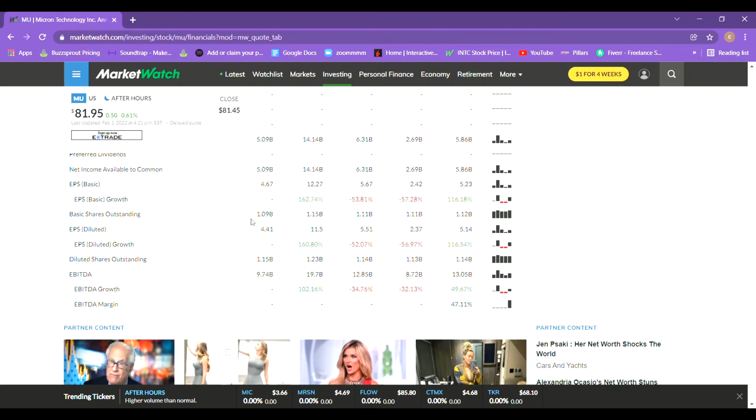And lastly, the final thing to look at on the income statement is the shares outstanding. So this is something you want to see decrease. The more it goes up, the less your shares are worth. And as you can see, it's looking bad. Overall, they brought it up to 1.12 billion from 1.09 billion.